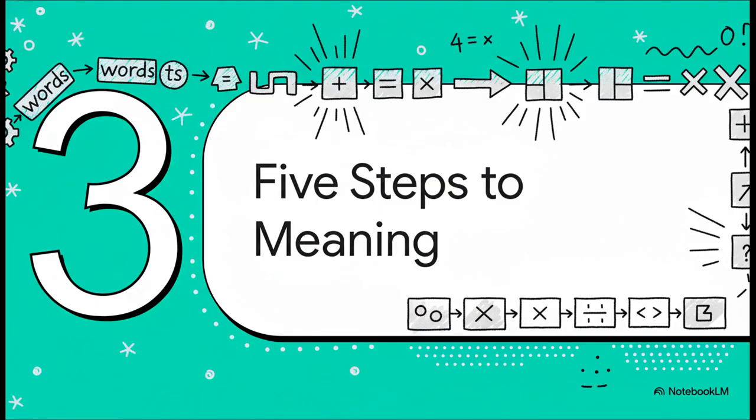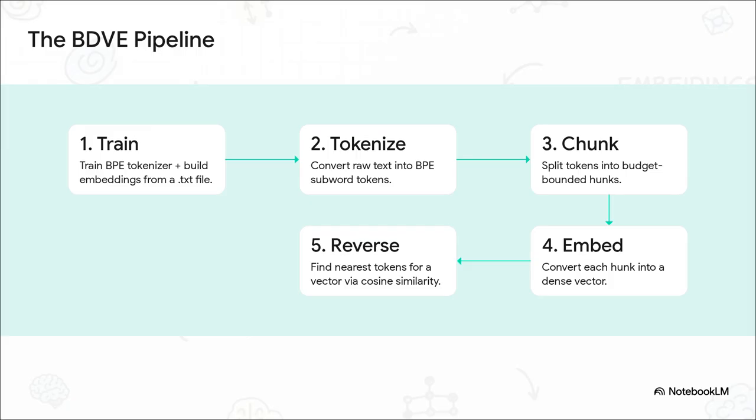Well, it all comes down to a 5-step mathematical pipeline. The journey from a sentence to a vector follows these 5 clear stages. First, you train a model on some text to build a vocabulary. Then, when you give it your own text, it tokenizes it into smaller pieces. After that, it groups those pieces into chunks. Then comes the magic. It embeds each chunk into a vector.